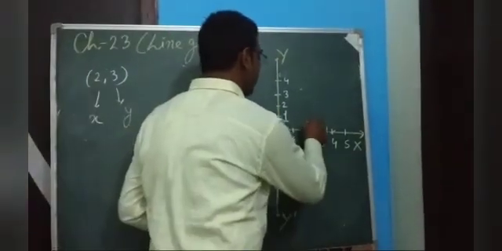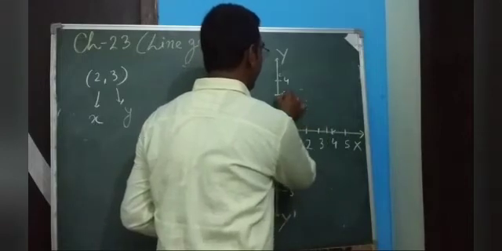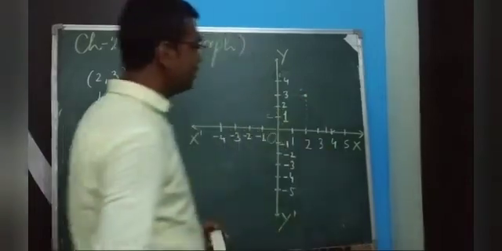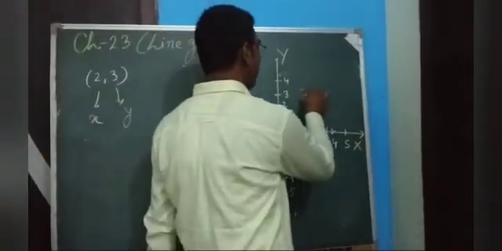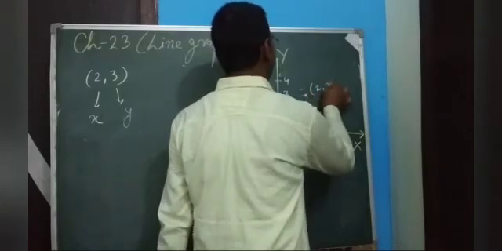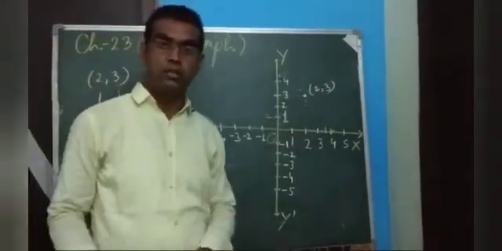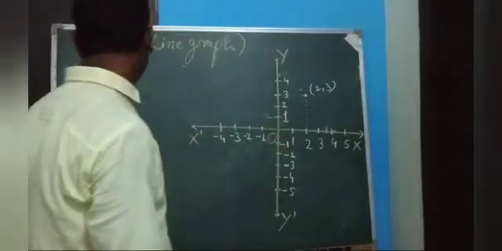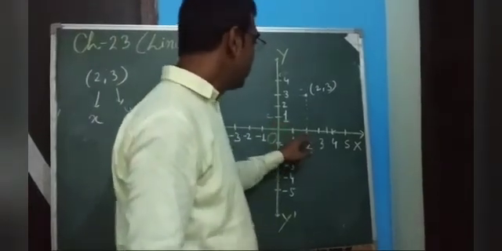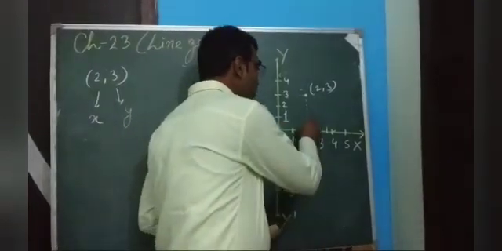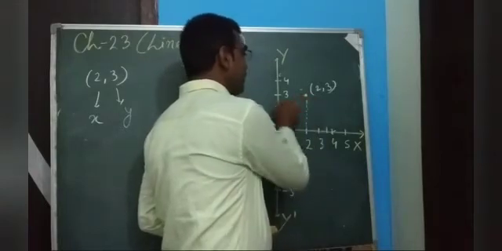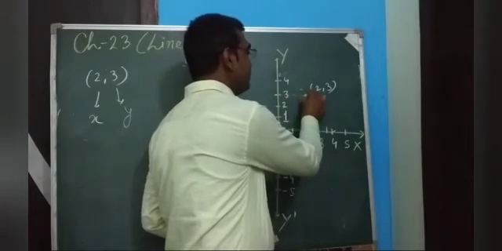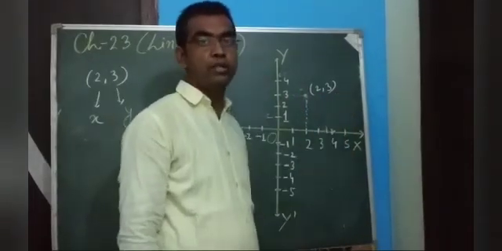So from the x axis draw a vertical line, and from 3 draw a horizontal line. Now this point is (2, 3). The coordinate of this point is (2, 3). Understand? Again, try to understand how to represent. So from 2 draw a dotted vertical line, and from 3 on the y axis draw a horizontal line. When they meet, this is the coordinate (2, 3).